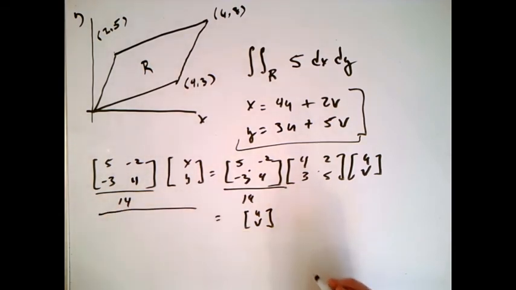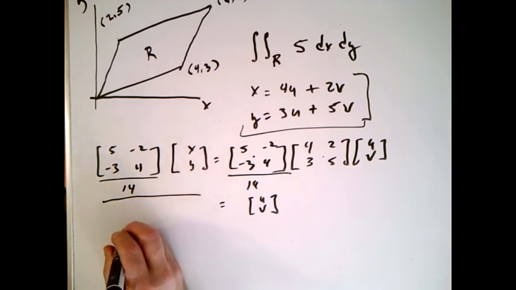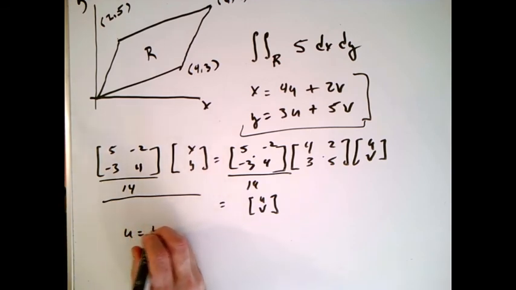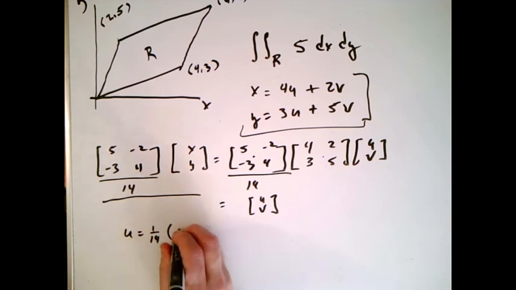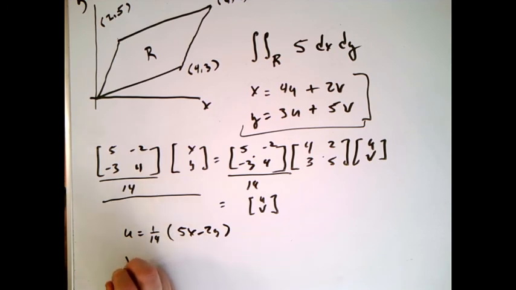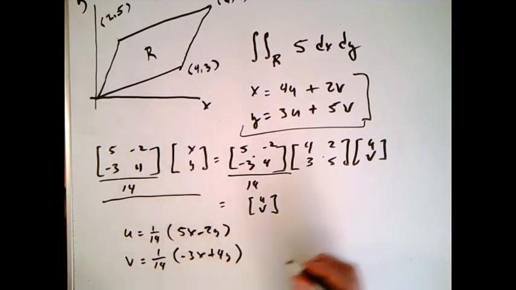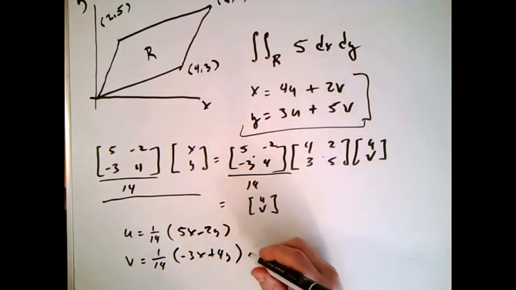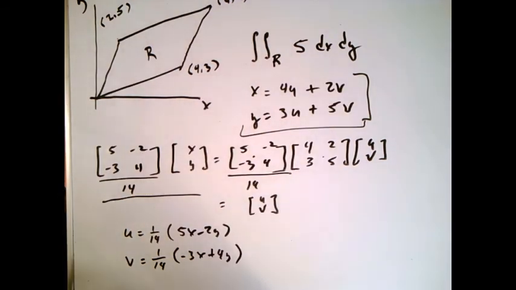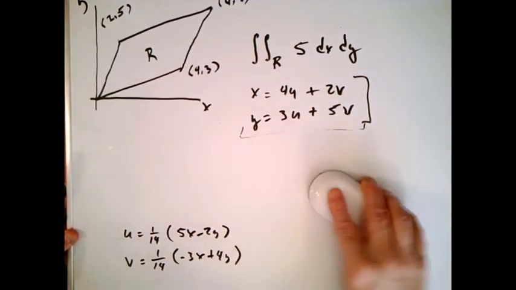And I'm just going to write out the equations on the bottom, then I'll slide them up and we'll use them. So what I'm going to get is that u is going to be 1/14 times 5x minus 2y. And then v is equal to 1/14 times minus 3x plus 4y. And this is going to be the substitution I'm going to make so I can plug in those points and find out what happens to those points when I turn them into u's and v's. So I'm just going to slide this up.